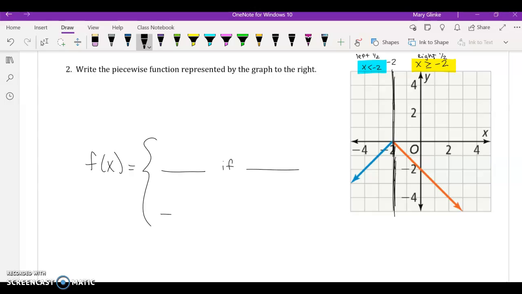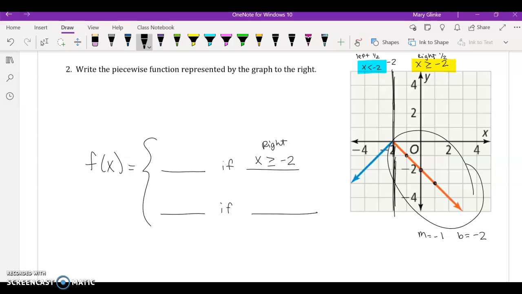So the first one, let's take a look at the right half. So we're looking when x is greater than or equal to negative 2. This is talking about the right half of the graph. It's asking what is the rule for that line. So looking at it, you can pick a couple points here. Your slope here is negative 1, and your y-intercept is negative 2. So the rule for that half would normally be y equals negative x minus 2. So what we're going to do is we're just going to take the negative x minus 2 part, and instead of writing y, we wrote f of x over here.